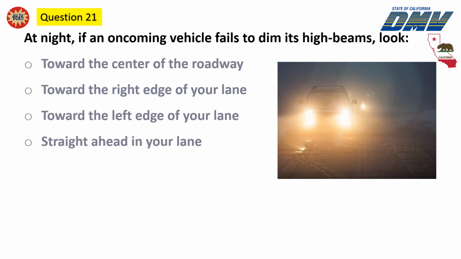Question 21. At night, if an oncoming vehicle fails to dim its high beams, look toward the center of the roadway, toward the right edge of your lane, toward the left edge of your lane, straight ahead in your lane.